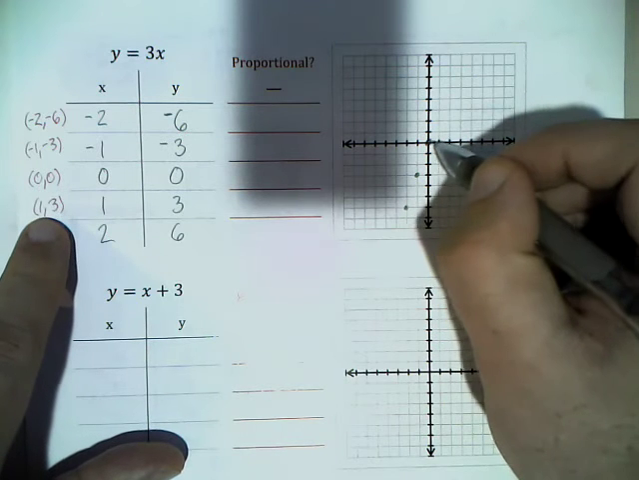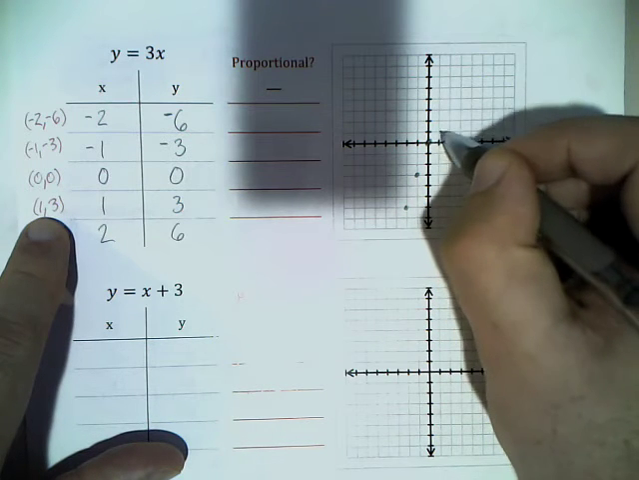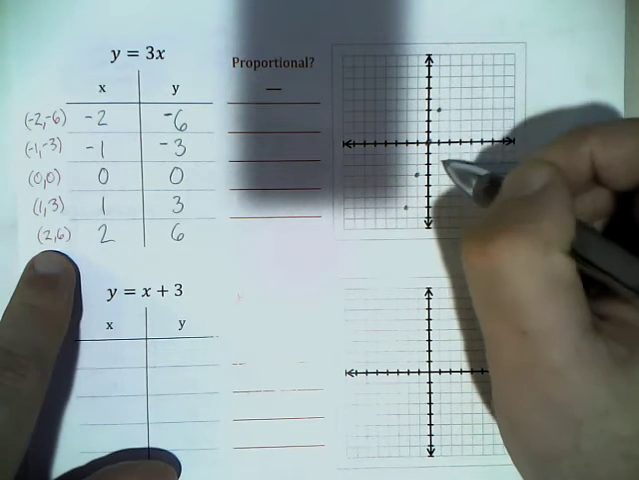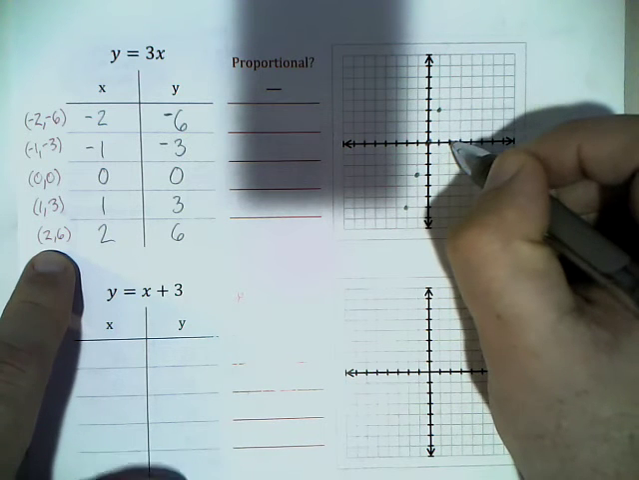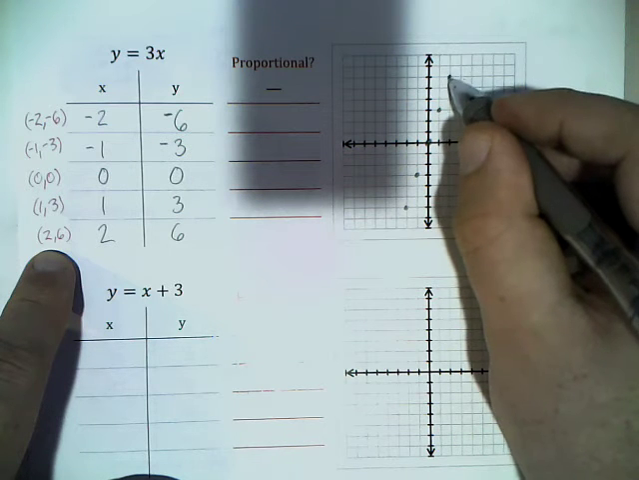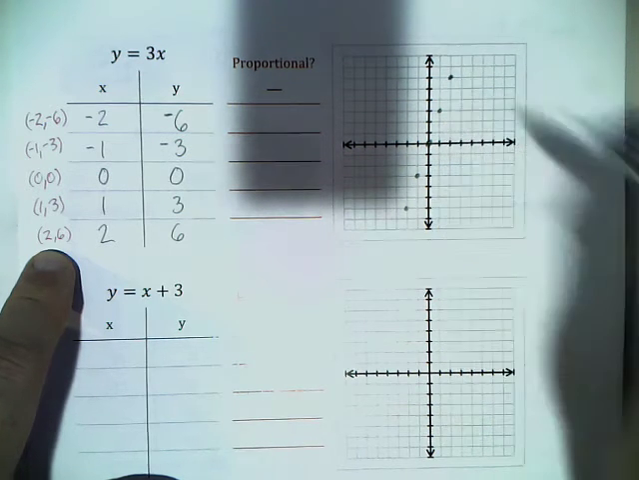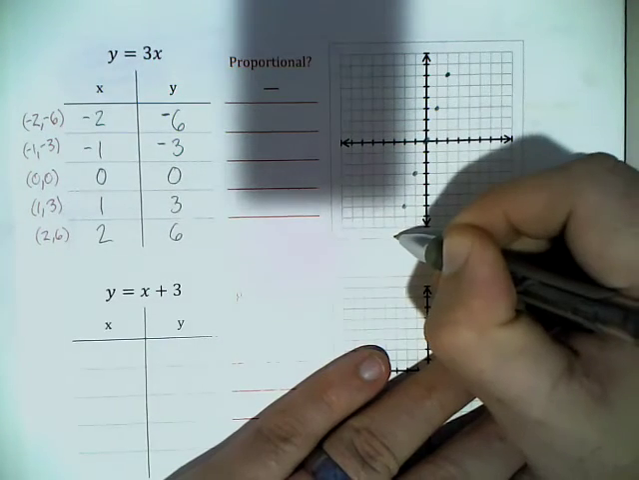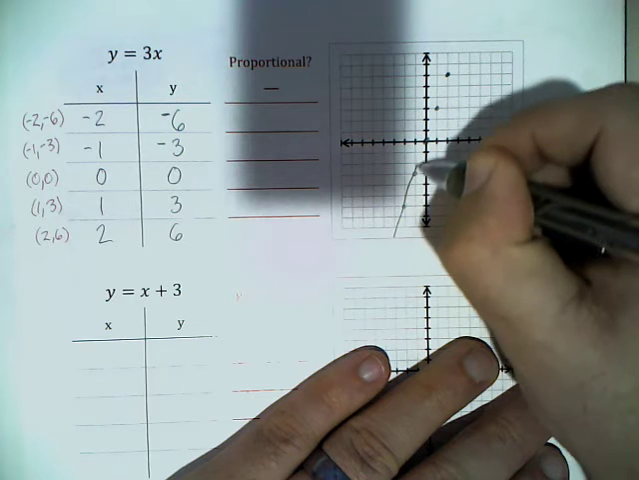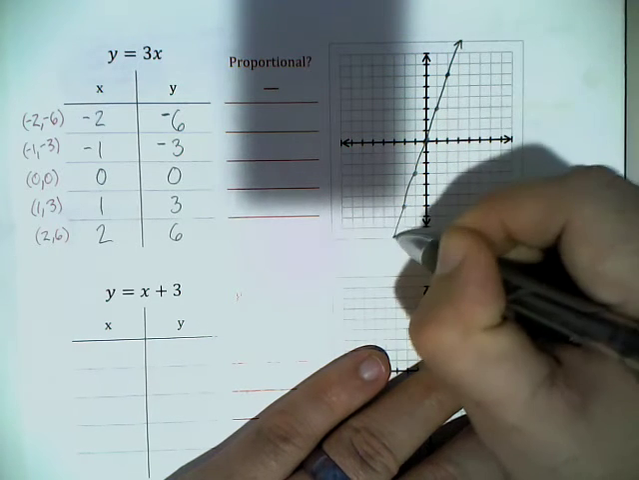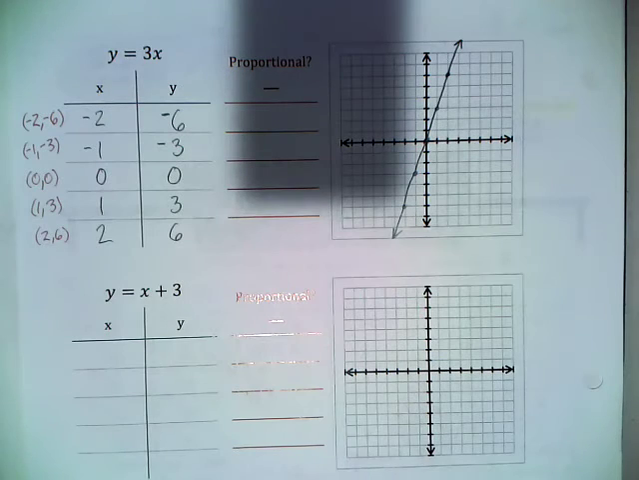And then 1, 3, so 1 would be 1 to the right, and then 3 would be 3 up. And then finally 2, 6, so 2 to the right, and 6 would be 6 up. And there's my 5 points. And we can see that these all fall on the same line. So I'm going to do the best that I can to draw a line through those.